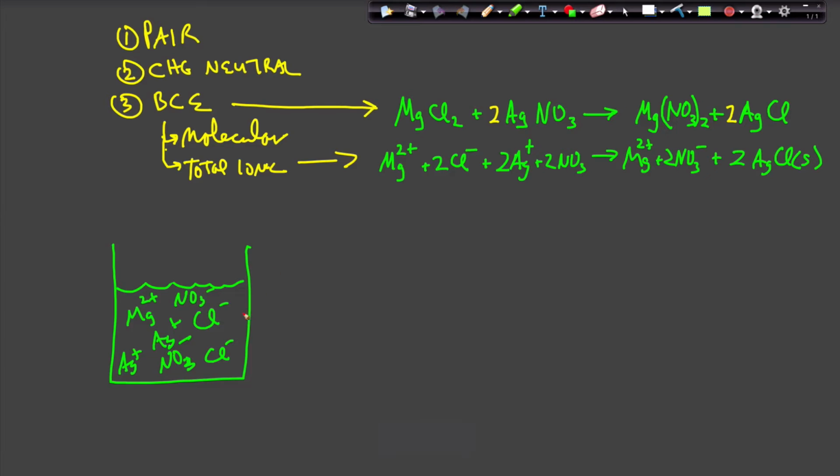What that would mean is when 1 silver bumps into a chloride, these ions now go away and it becomes 1 single species, AgCl. And the same thing with this silver and this chloride. They become AgCl. And this is your new solution: free-floating magnesium, free-floating nitrate, and silver chloride particles.